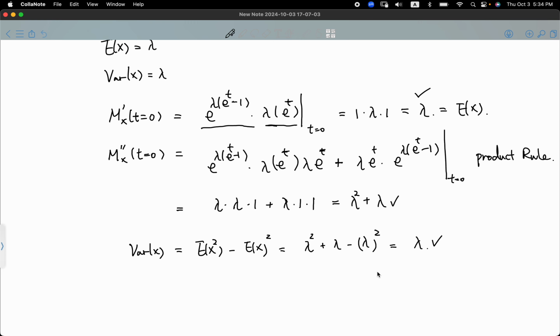Any questions regarding this? It's just a verification from the first lecture for those terms, using the method that we did last time, on Tuesday.